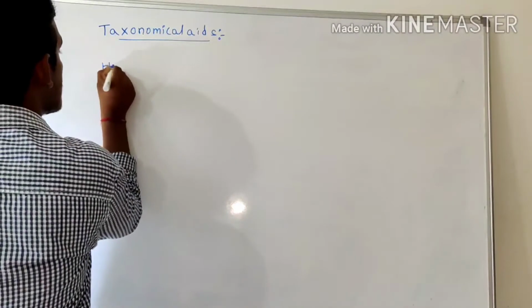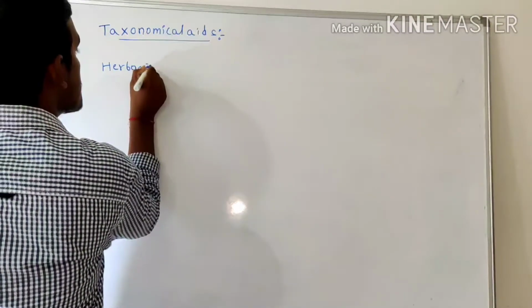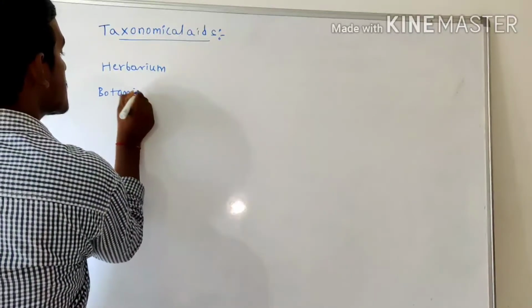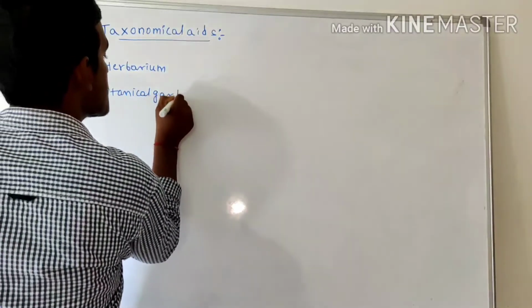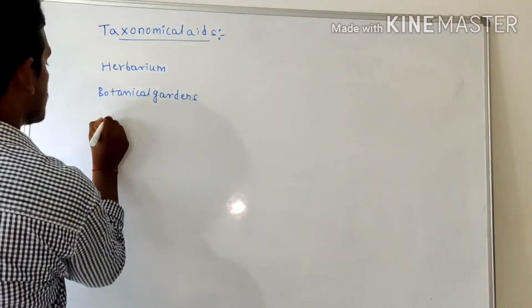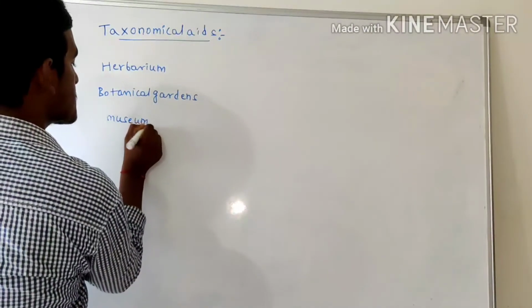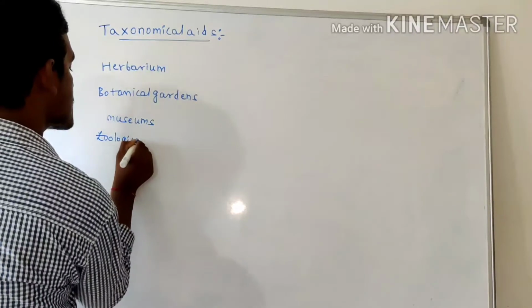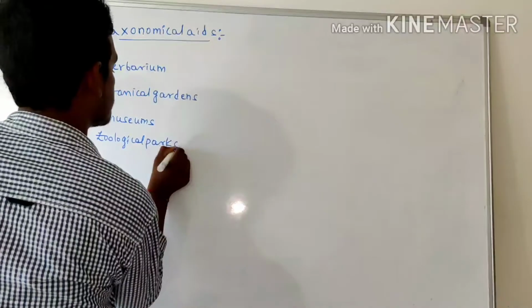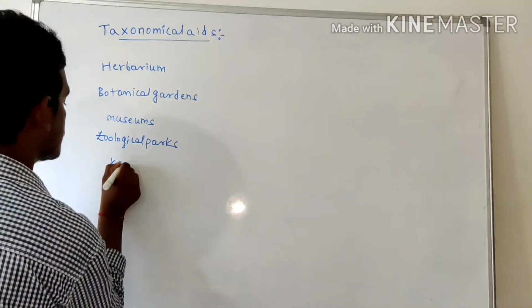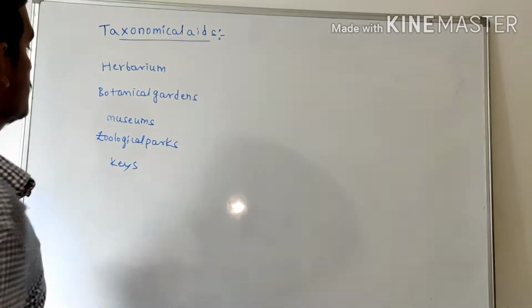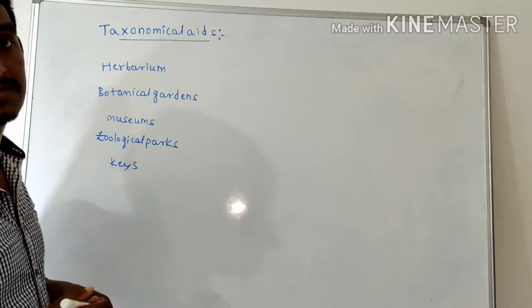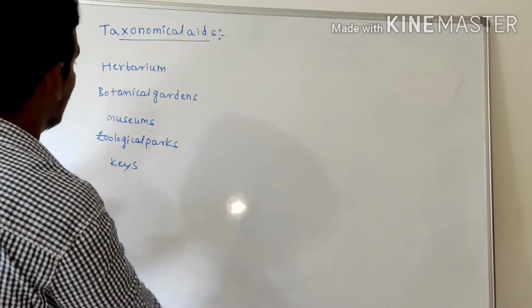Herbarium, botanical gardens, museums, zoological parks, and certain keys, right? So these are all taxonomical tools. These all help in taxonomy. So the first one we are starting with is the herbarium.